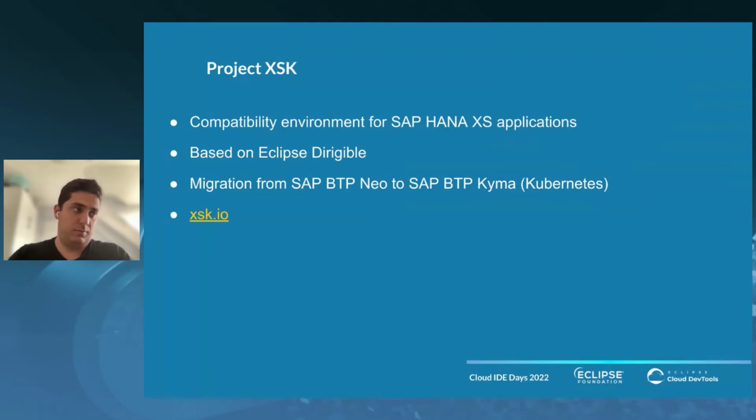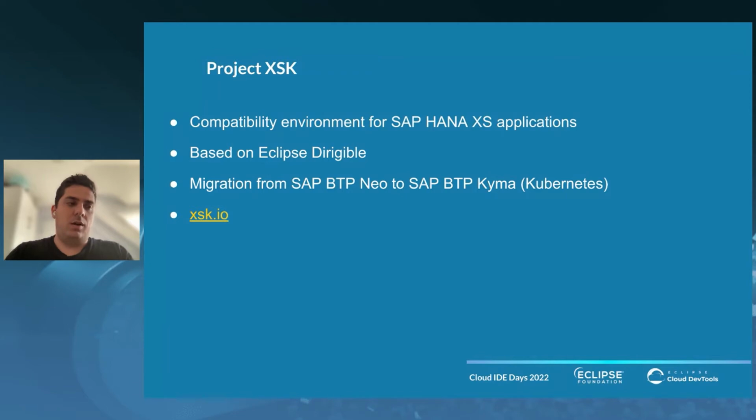And now it's time to switch to the main focus of the presentation. This is Project XSK, and let's start with what Project XSK is about. It is again an open source project. It can be found on xsk.io. Later in the demo, I'll show you the site and a few other things. The main goal here is to provide a compatibility environment for SAP HANA XS applications. And you ask, what are these SAP HANA XS applications about?